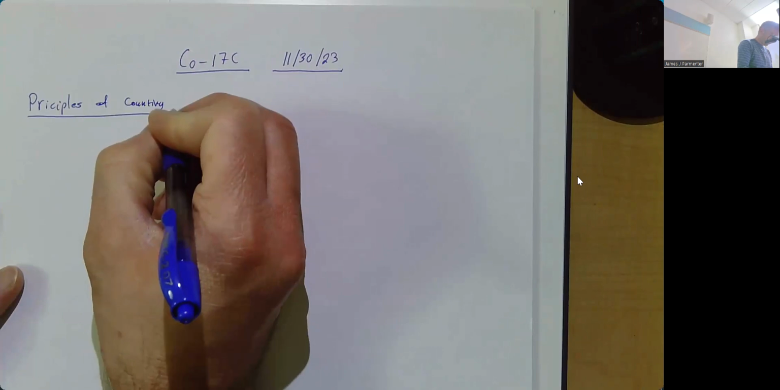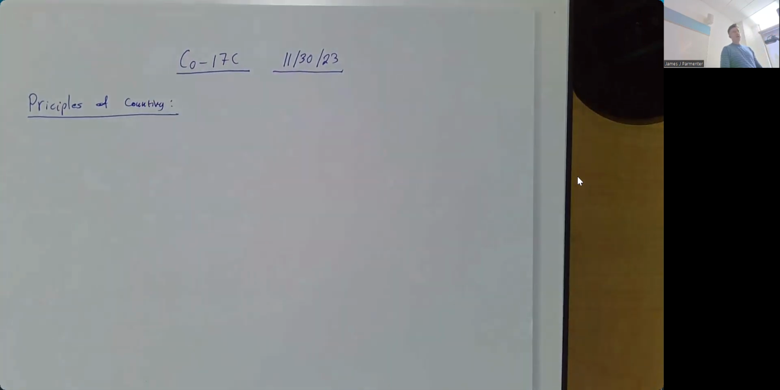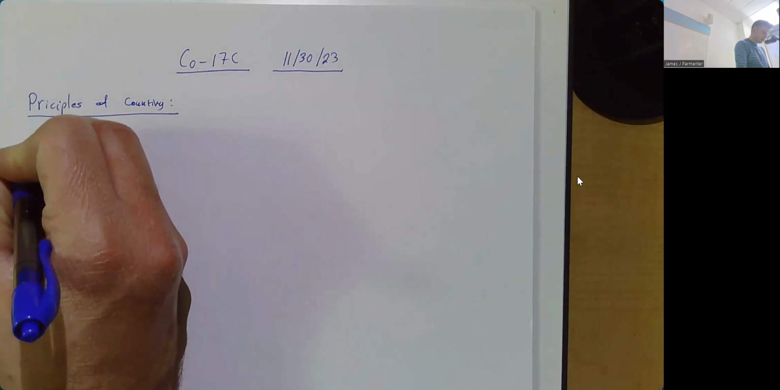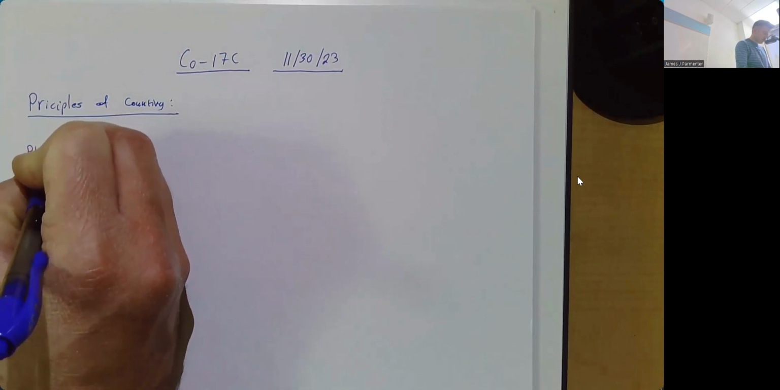So let's talk about some principles of counting. If someone throws the word combinatorics at you, they're really just talking about counting things. It's how we count up a lot of things. So here's an example. Let's say we're planning a schedule for next quarter.